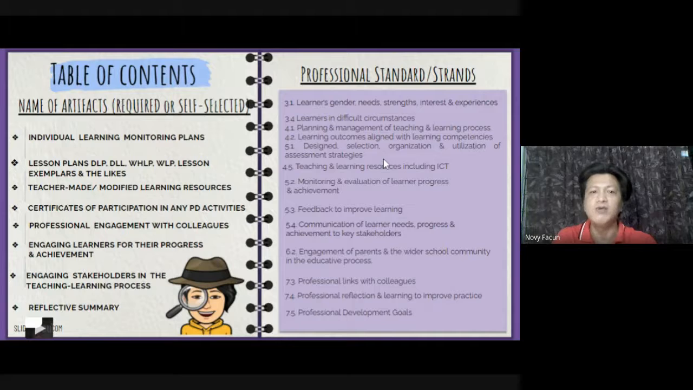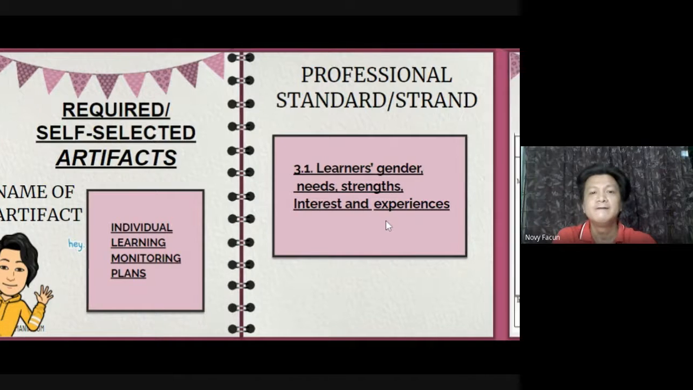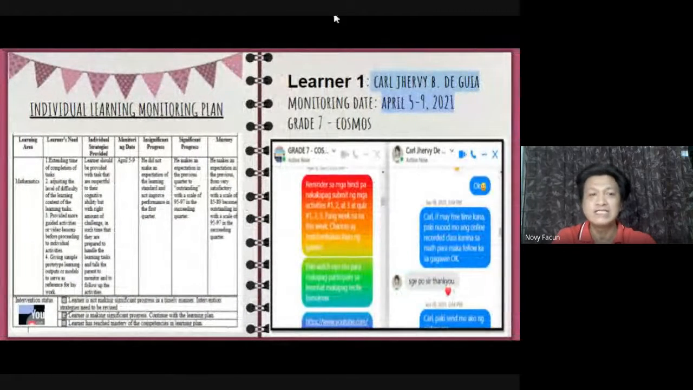So I will present my first individual learning monitoring plan as my selected artifact. To address the learners' gender needs, strengths, interests, and experiences, I have three students as my ILMP. First, this is my monitoring date from April 5 to 9. It's just one week, we just monitor them. And this is my made learning monitoring plan.